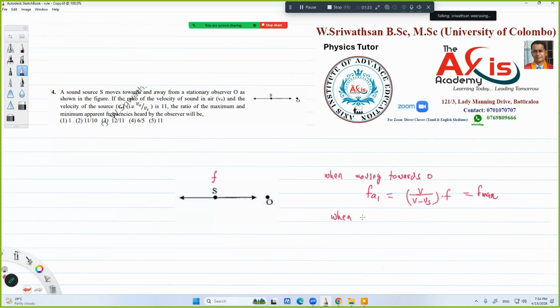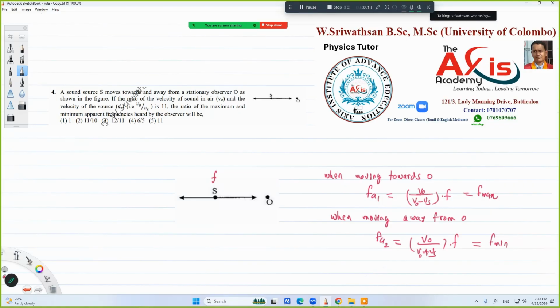When the source is moving away from O, the frequency heard by the observer is v over v plus vs into the natural frequency. That means this is the minimum frequency heard by the observer. They have given that the velocity of sound in air is v naught, so you have to mark this as v naught.